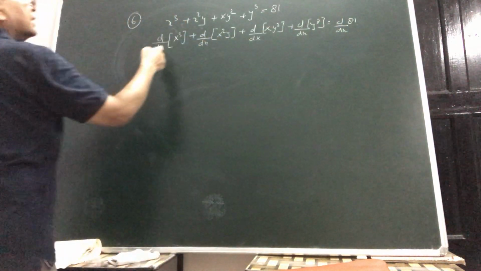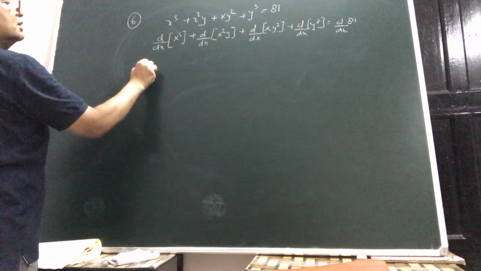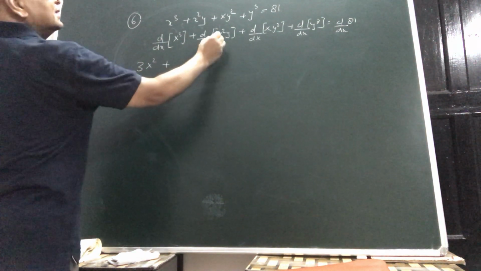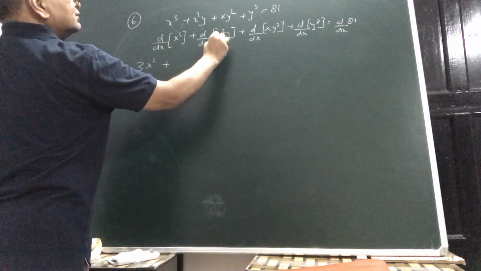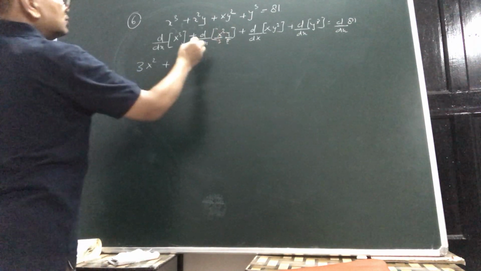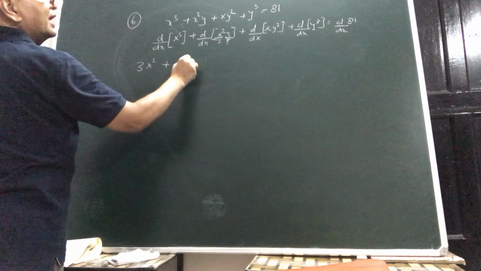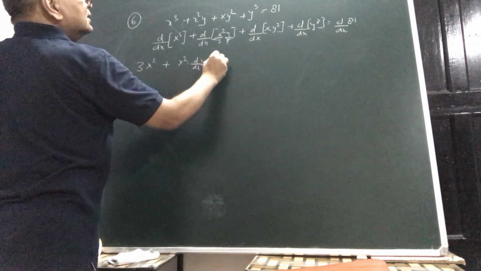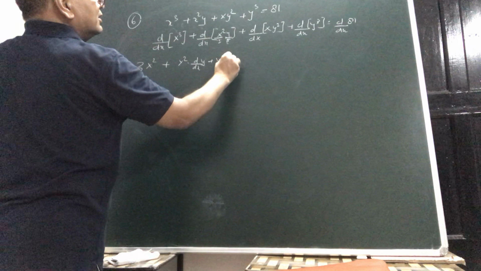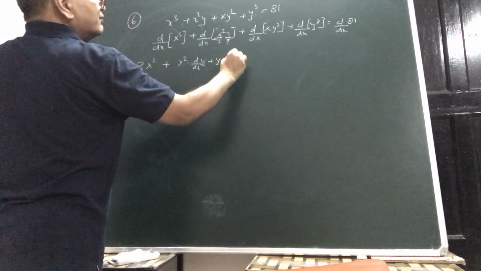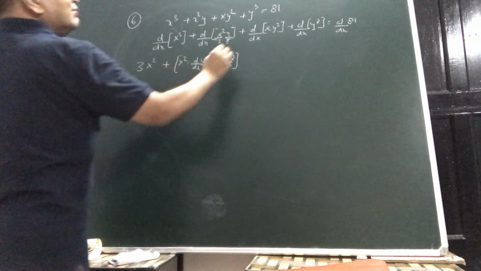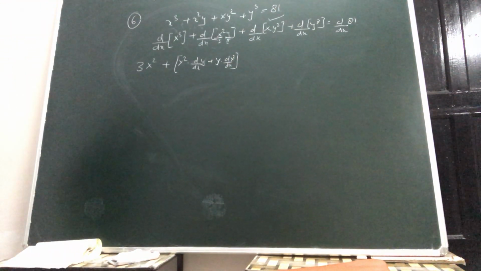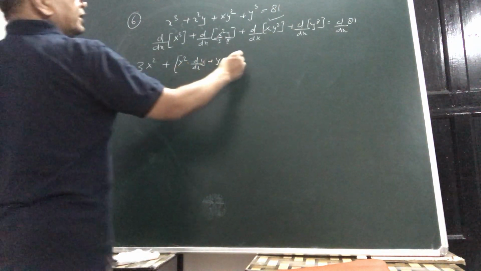So d by dx of x cube will give you 3x square, plus d by dx of x square y. This is the product of two functions, first function and second function. So it will be first function x square into derivative of second, d upon dx of y, plus second function y into d by dx of x square. And likewise this is also the product of two functions, so we will invoke the product rule here.